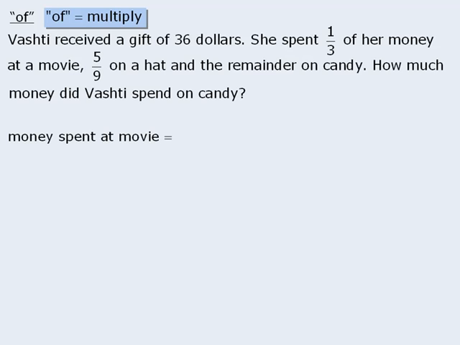So to begin, let's determine how much money she spent at the movie. We are told that she spent 1/3 of her $36 at the movie, which we can rewrite as 1/3 times $36, or just 1/3 times 36 over 1. When we calculate this product and simplify it, we see that she spent $12 at the movie.